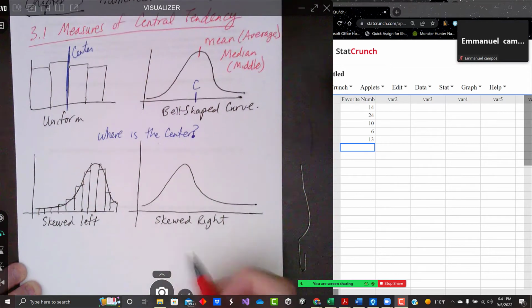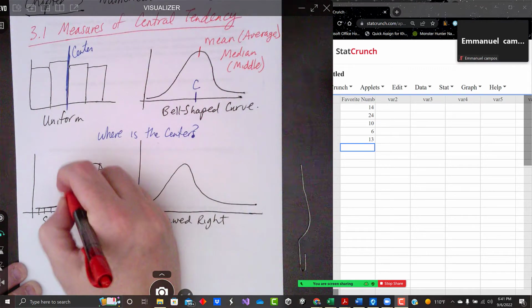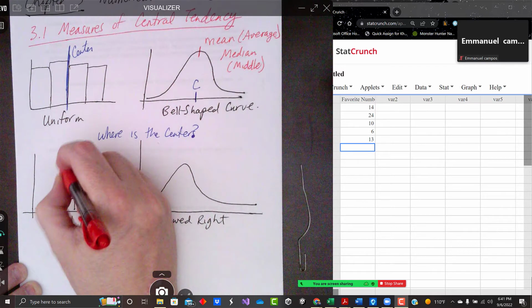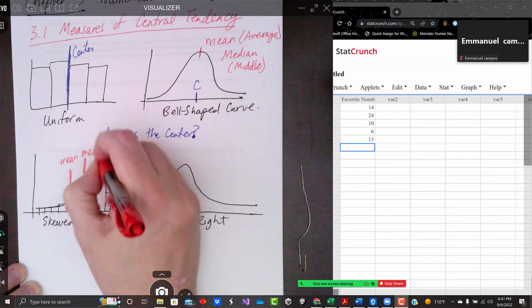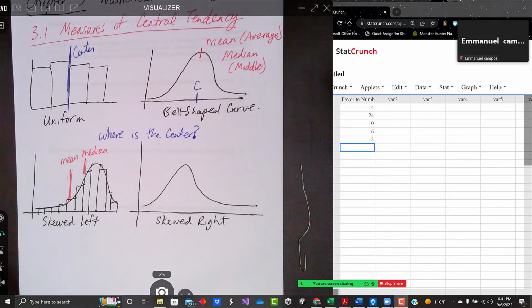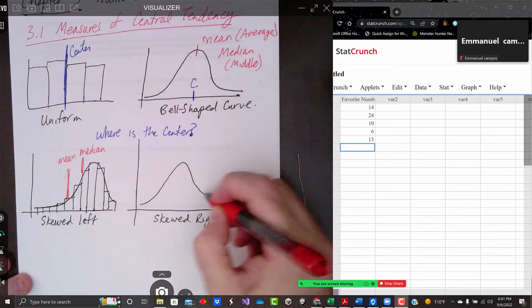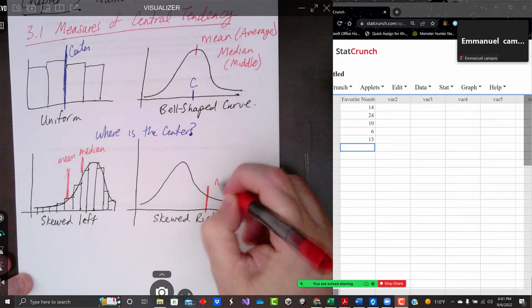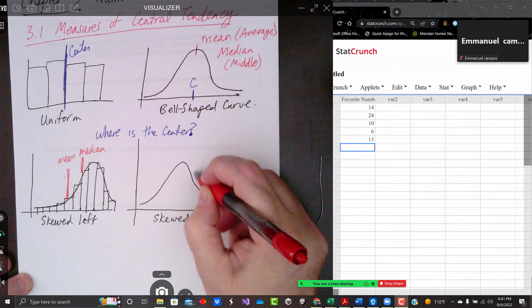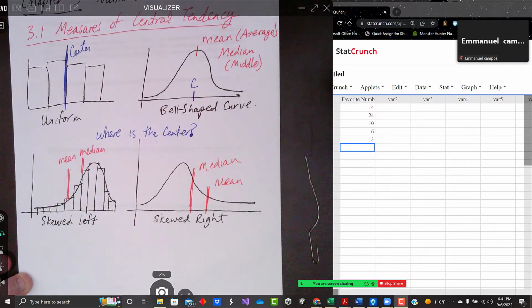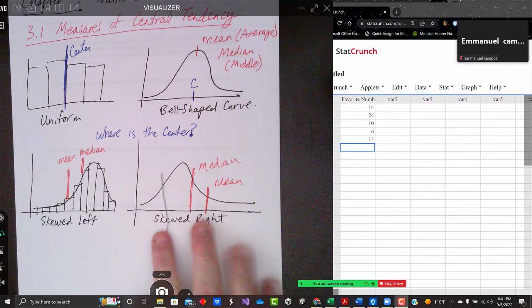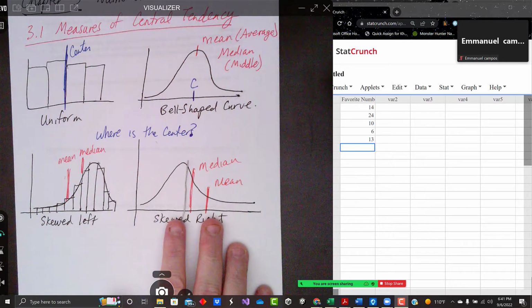Over on the other ones, though, like the skewed left, the mean tends to be to the left of the middle where the median is, and the median is rarely in the center of the hill. For skewed right, it's the other way. The mean tends to be to the right, and the median is closer towards the peak, but still not in the peak. Sometimes if it's barely skewed, yeah, it'll be fairly close. I mean, we could get it where it's just off the center.